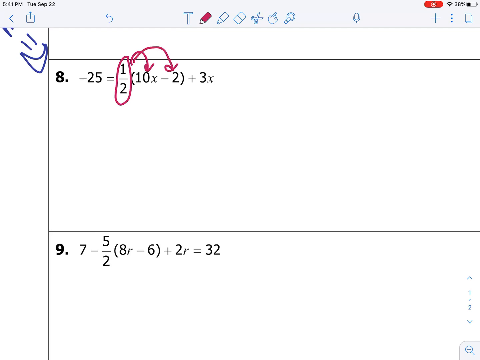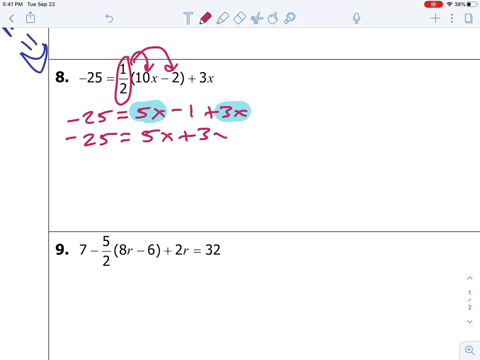This is 1/2 that we need to distribute. What is 1/2 of 10x? 1/2 of 10x is 5x. What is 1/2 of negative 2? 1/2 of negative 2 is negative 1. So after we distribute, we're looking for like terms. I have a 5x and 3x. I'm going to put next to each other.